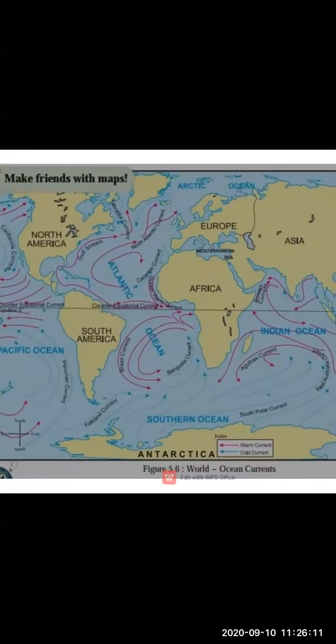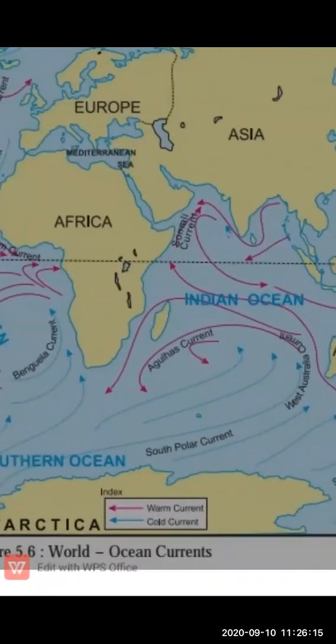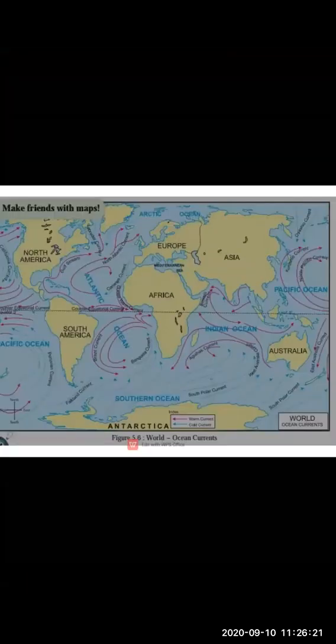Now see, this is our world map, children. There are different ocean currents seen over here. See, there are these warm currents. I've zoomed for you. The pink ones are the warm currents, whereas these blue ones are the cold ocean currents, children.